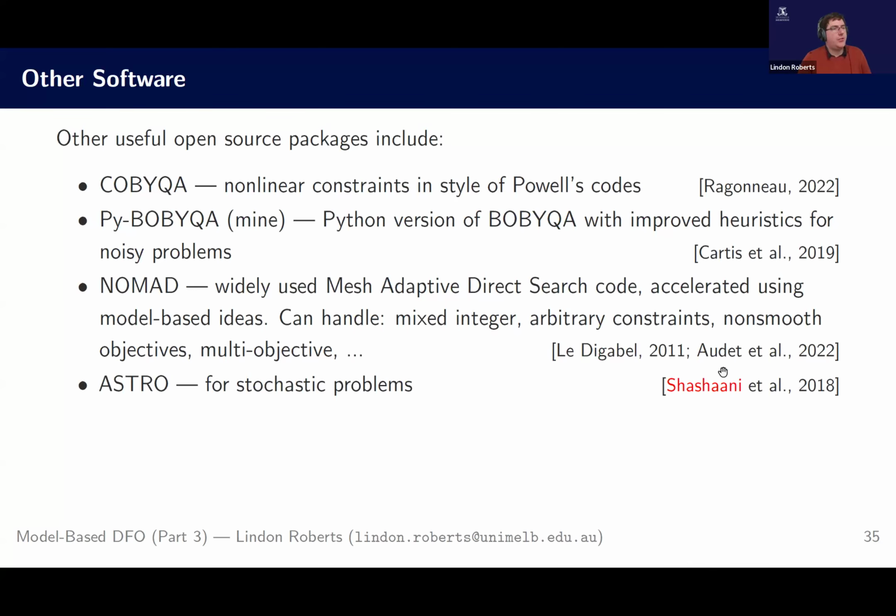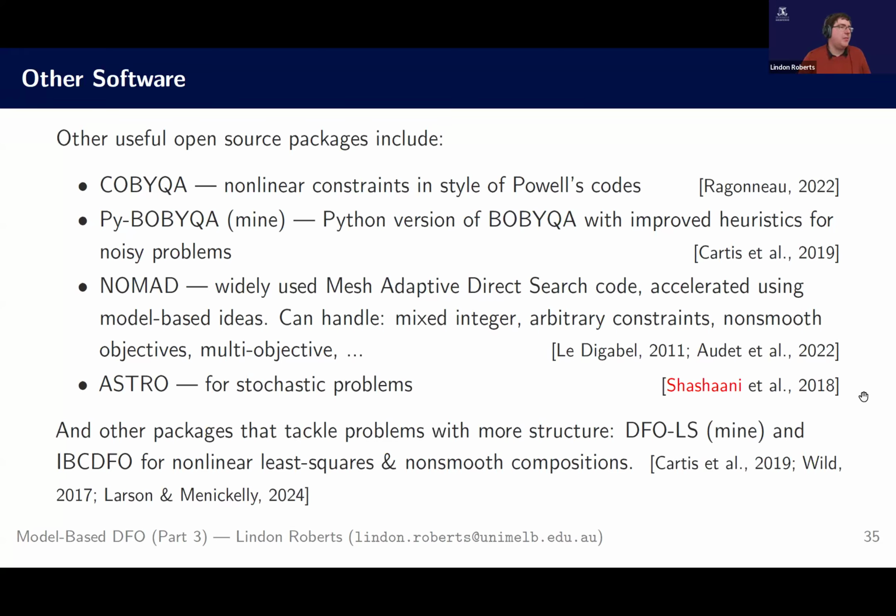And there's a code called ASTRO-DF. Sara, who's talking on Friday, is the lead developer of ASTRO-DF. This is specifically designed for stochastic problems, particularly simulation-based optimization problems. And there's other packages. For example, I've got a package that specifically adapts for least squares problems. And there's another package that can do similar things and non-smooth compositions as well.